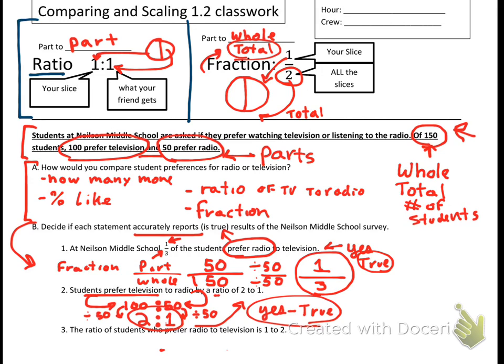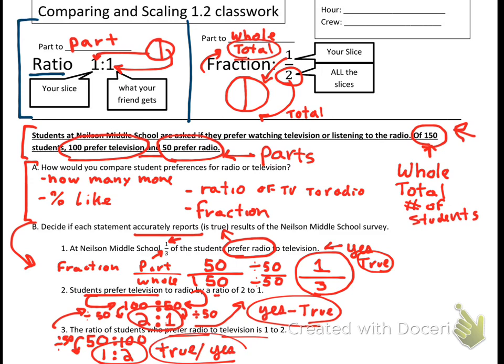The ratio of students who prefer radio to television is 1 to 2. Well, think about this. Didn't we just do this? Let's try this again. How many like radio? Well, 50 like radio. How many like television? 100. Do you see a resemblance to what we had up here? If I reduce these both down, divide by 50, I get, I'm sorry, not 2 to 1, 1 to 2. For every 1 person that likes radio, 2 people like TV. So that's a big old true, yes. So all of these so far are true. This seems very unlikely, Mr. Briggs. Let's move on to the next problem, number 4.